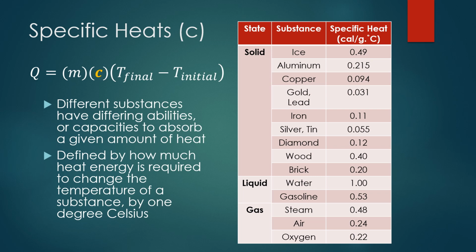So let's look at a table of specific heats so we can understand where this value is coming from a little bit better. Remember when I said specific heat, that's the letter C in this equation in yellow here. Different substances have different abilities to absorb a given amount of heat. The definition is how much heat energy is required to change the temperature of a substance by 1 degree Celsius. First, let's notice the units on the specific heat: calories per gram times degrees Celsius.